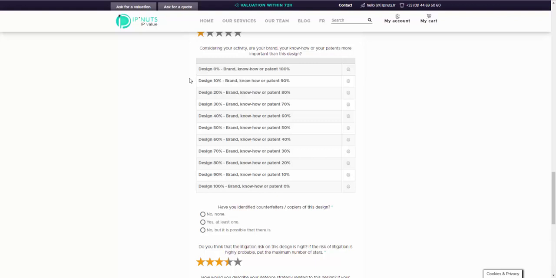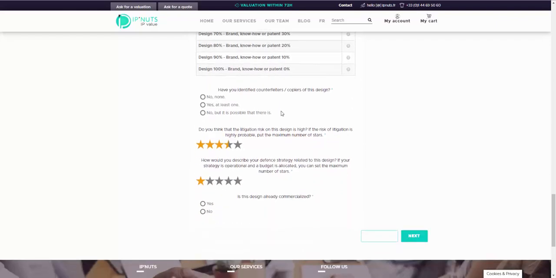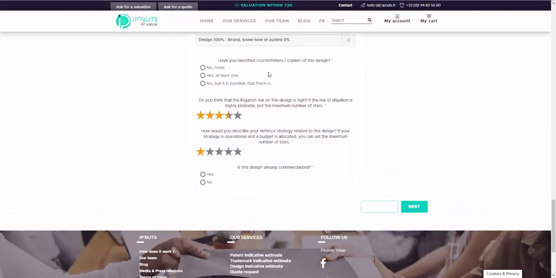If your design is not so important, you will be maybe here, and if your design is a core asset of your business, you will be certainly higher. Then, next question. Have you identified counterfeiters, copiers of this design? It's a clear question. No, yes, no, but it's possible that there is.